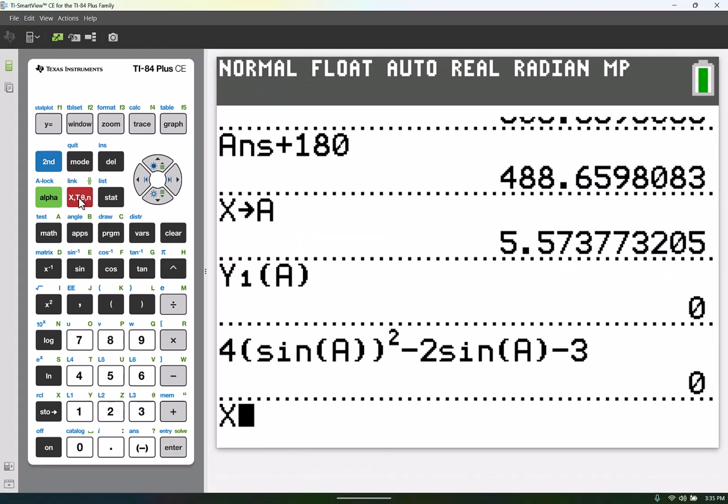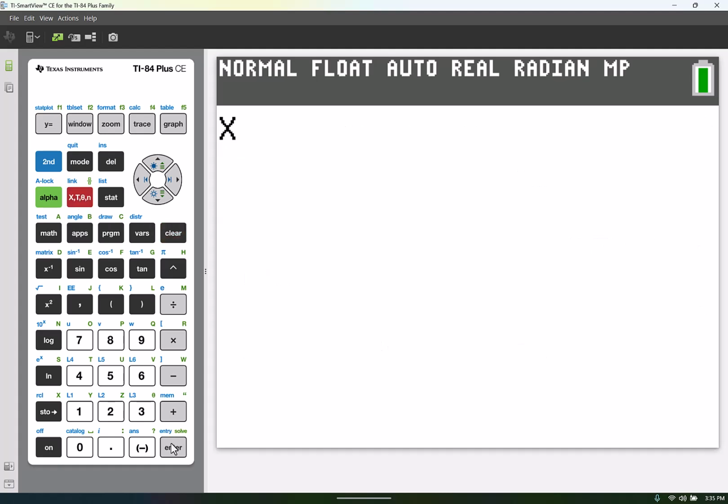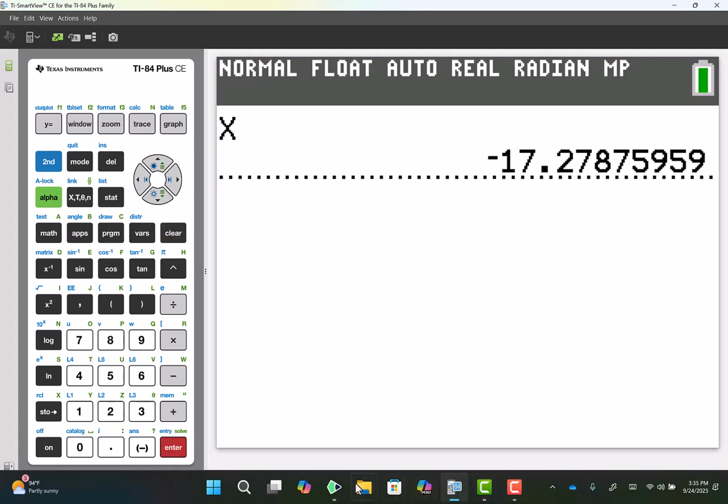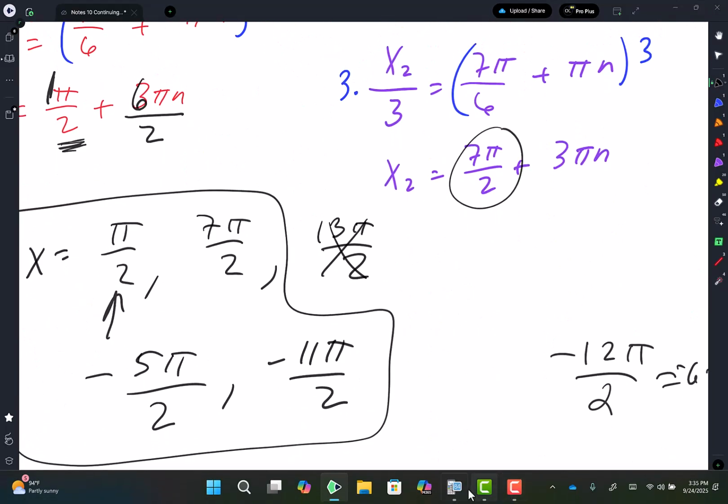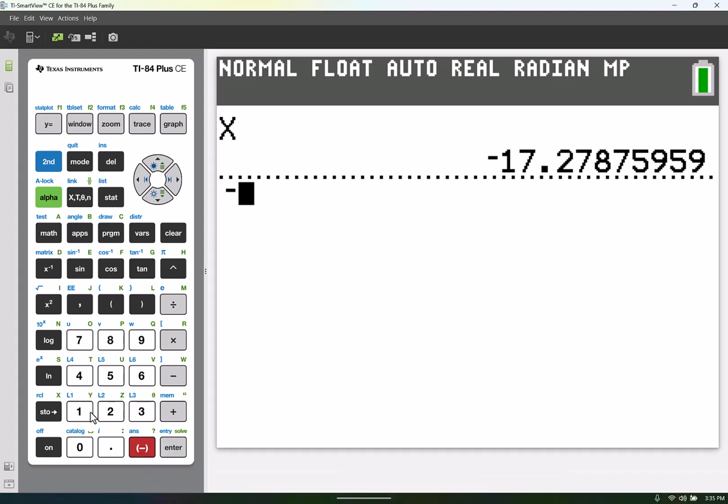So I'm going to go to my home screen. Second quit. I'm going to push X. Let me clear everything. X. I didn't clear everything at all. X. X. There it is. And then what value did I get in terms of pi? It was negative 11 pi over 2. Check it out. Negative 11 pi. I'm not fake, guys. It better be the same thing, digit per digit. Look at that.